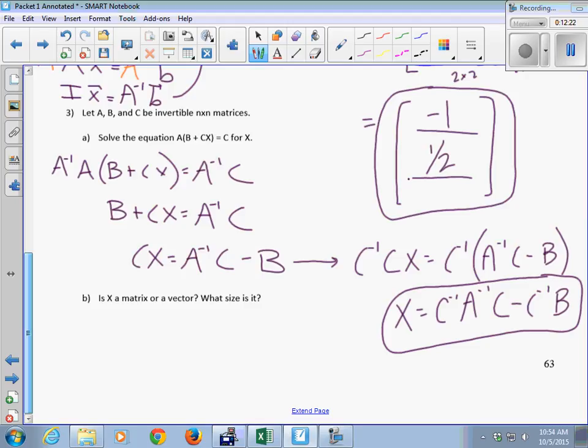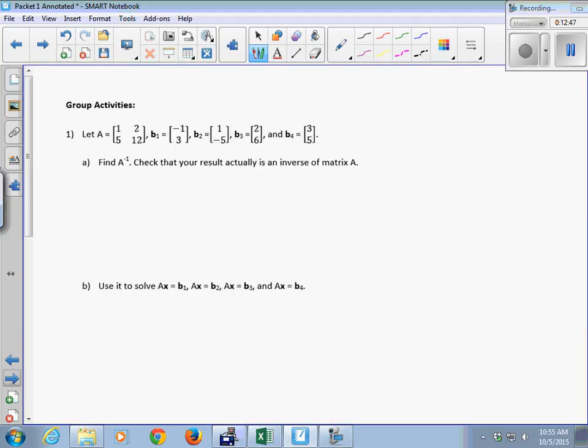All right, is X a matrix or a vector, and what size is it? It's a matrix. What size is it? Yeah, n by n, because it's made up of products of and differences of n by n matrices. So it's an n by n matrix. Okay, you try some.